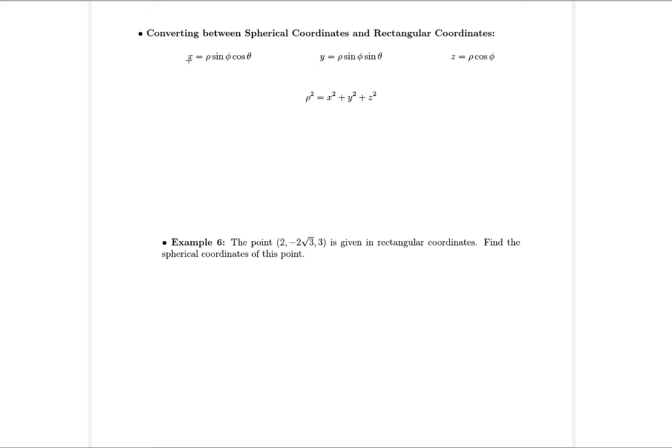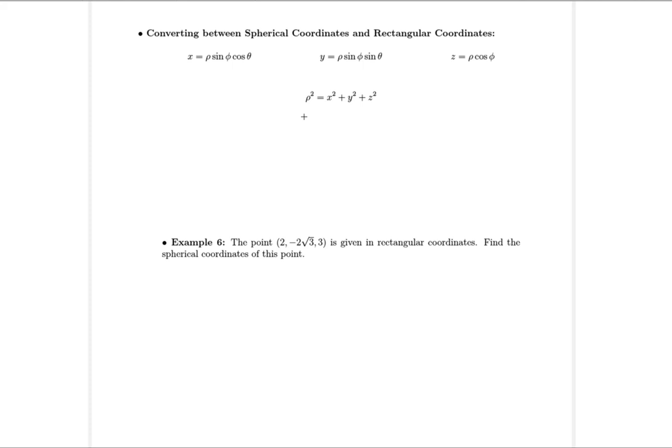So x is equal to rho sine phi cosine theta, y is equal to rho sine phi sine theta, and z is always equal to rho cosine phi. And then lastly, because rho is the radius of a sphere, it makes sense that you take the x squared plus the y squared plus the z squared in order to make rho squared.